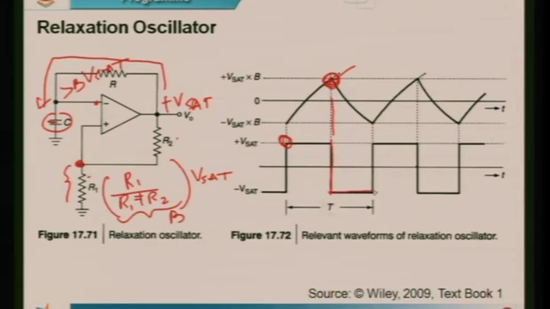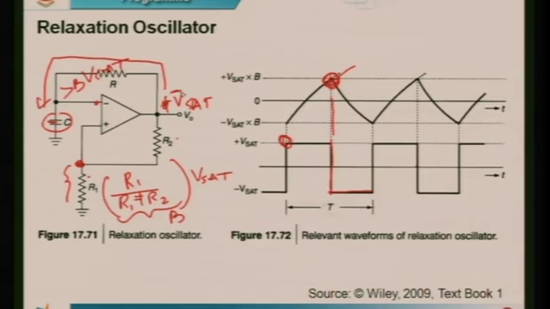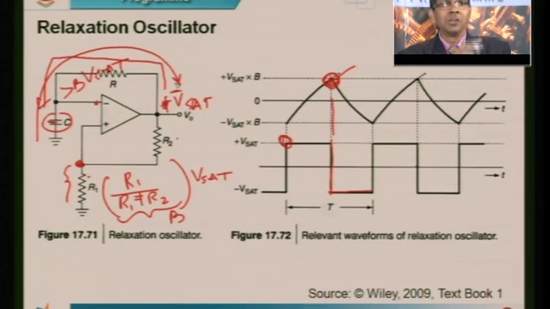The moment it is minus Vsat, what happens here? Now this from plus becomes minus. So what happens to the capacitor now? The capacitor which was charging earlier now starts to discharge. Remember, 0 volts on the other side of the capacitor is greater than minus Vsat. So the capacitor starts to discharge, and this is the path that it is following.